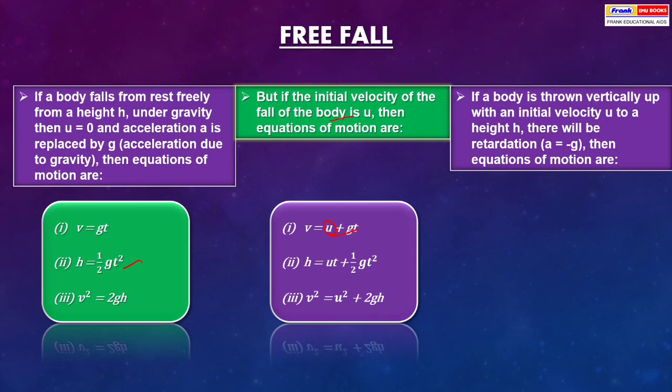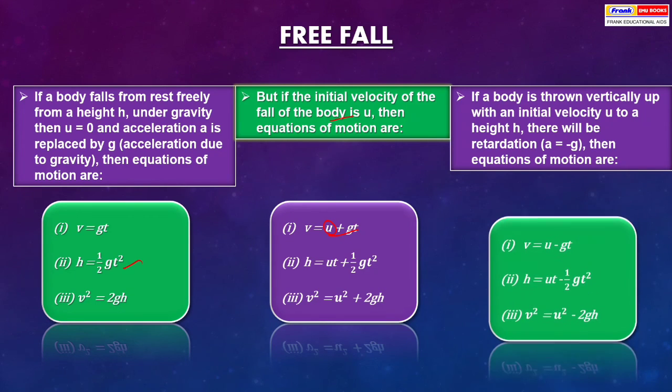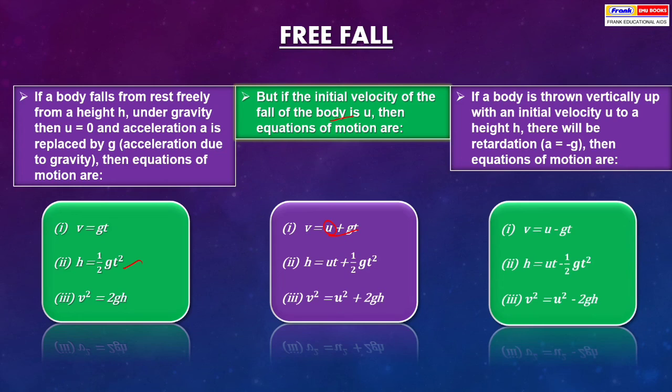In the third case, if a body is thrown vertically up with an initial velocity u to a height h, there will be retardation. Then the equations of motion are v equals u minus gt, h equals ut minus half gt square, v square equals u square minus 2gh, because basically the velocity will decrease as the body is going upwards.